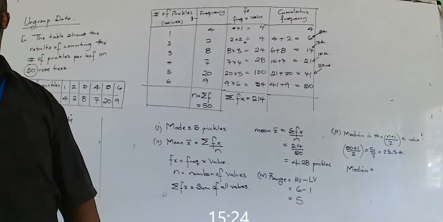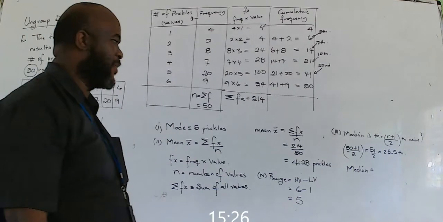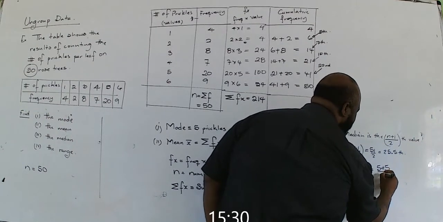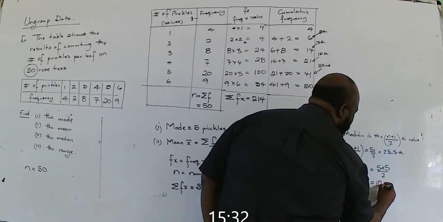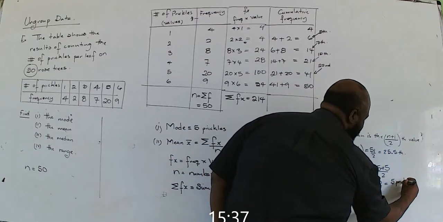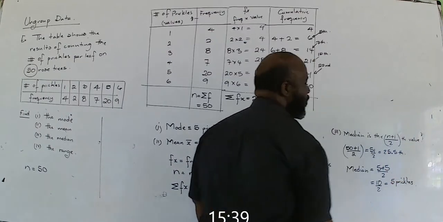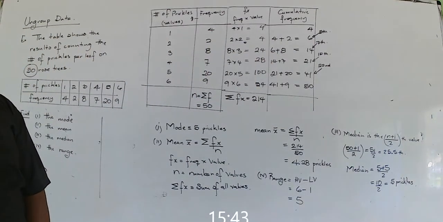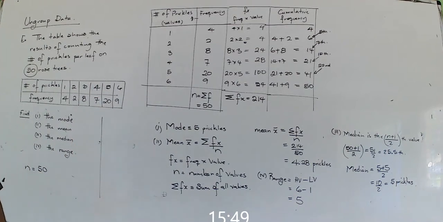Those two, the 25th and the 26th: if the median is 5 plus 5 over 2, 10 over 2, the median is 5. The median is 5. And this is how you would handle ungrouped data. Alright, as I said, I need you to practice this.